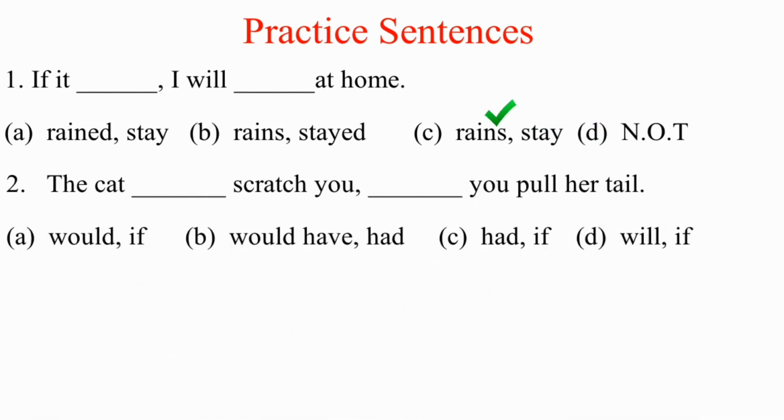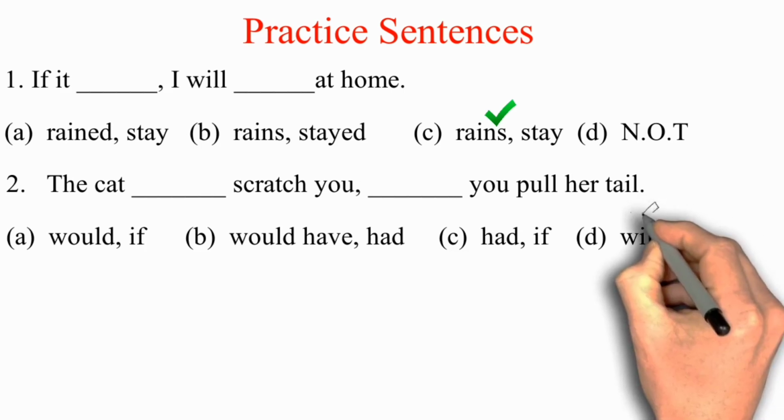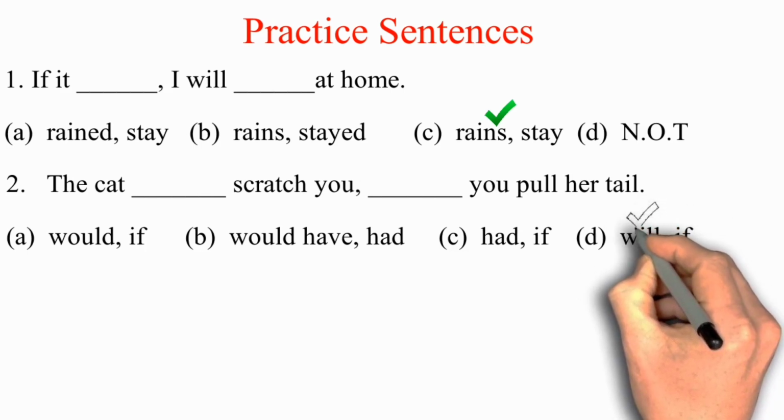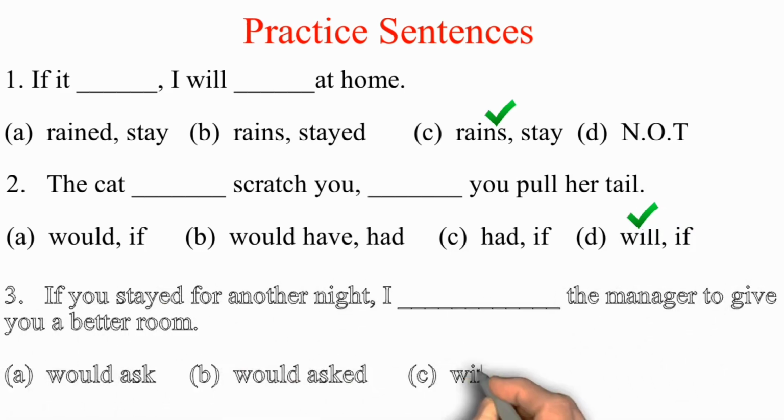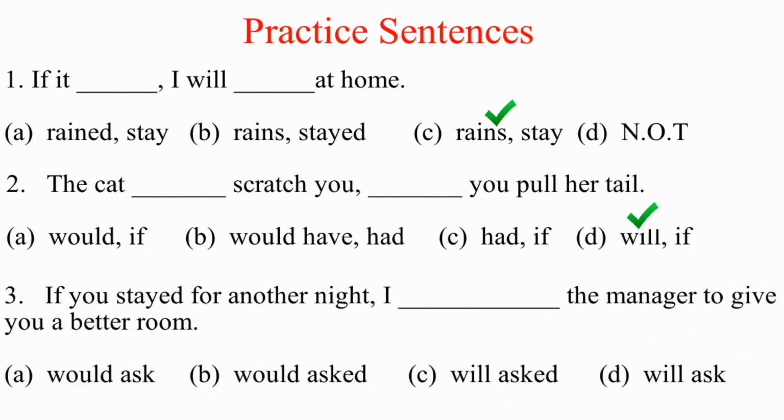The second sentence, the cat dash scratch you. Dash you pull her tail. A. Would if. B. Would have had. C. Had an if. D. Will if. Yes, the correct option is will if. The cat will scratch you if you pull her tail.